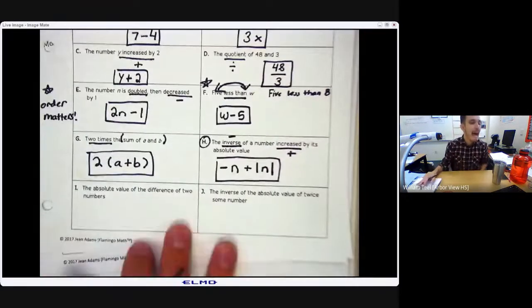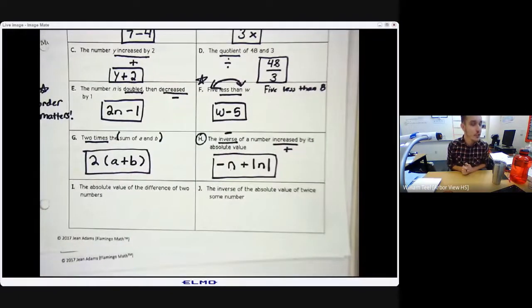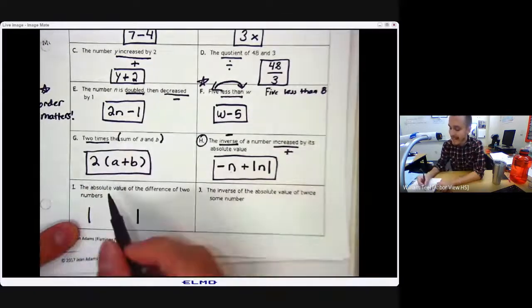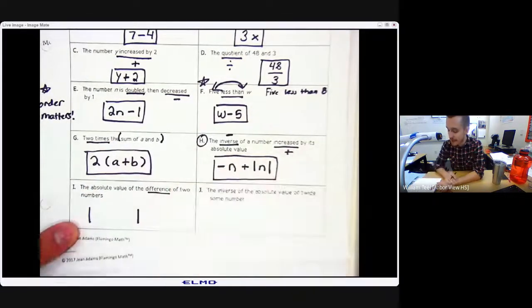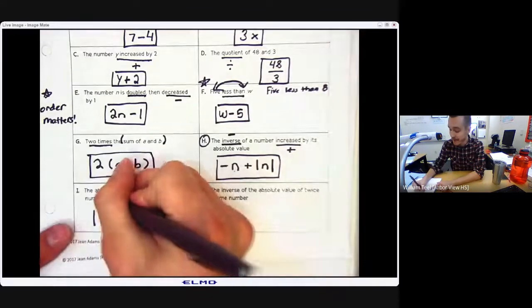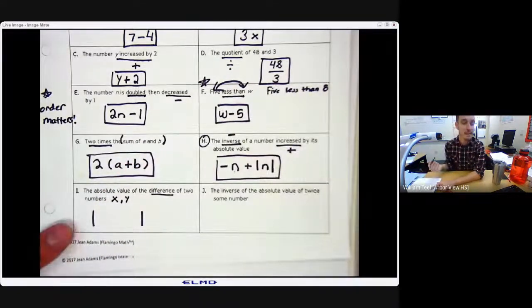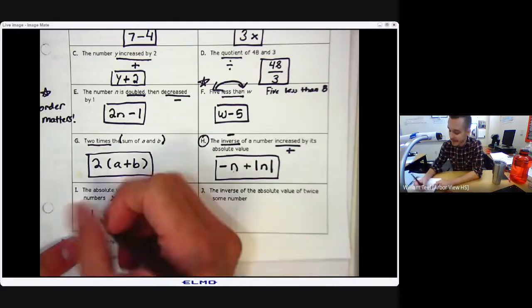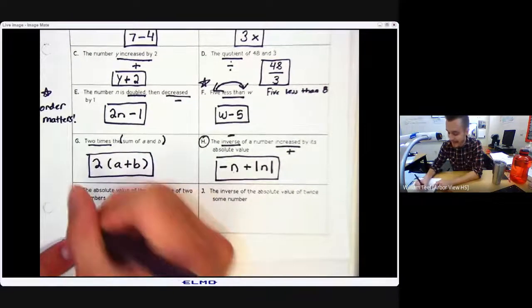Moving down to part I, the absolute value of the difference of 2 numbers. Absolute value, that means we're going to have these 2 bars, and we're taking the absolute value of the difference of 2 numbers. Now, since I'm not specifically saying which numbers, all I'm going to do is assign them variables. So you could assign them the variables x and y. You could assign them the variables a and b. It doesn't matter. But if we're not specifically talking about 2 specific variables, assign your own variables to them. We're just talking about any 2 random numbers. So the absolute value of the difference of 2 numbers, I'm going to say absolute value of x minus y.